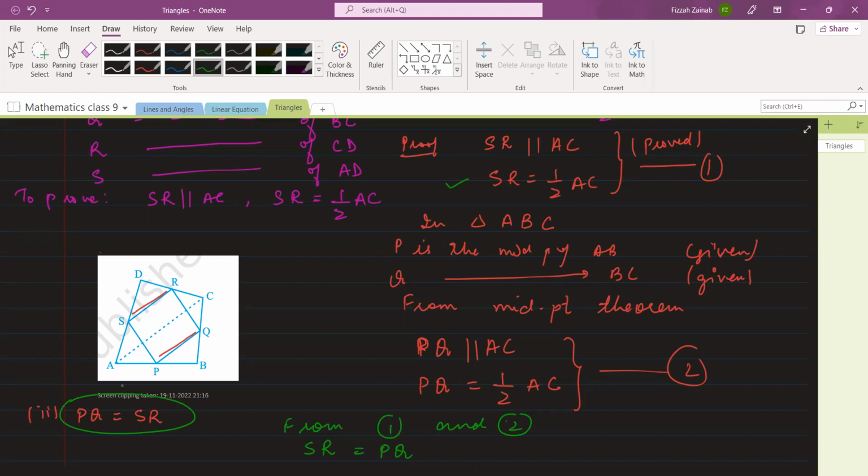Okay, now third part, we have to show that PQRS is a parallelogram. So that means one more thing we can show here from result 1 and 2. That will help us in part 3. Now you can see SR is parallel to AC and PQ is also parallel to AC. So can we say that SR is also parallel to PQ? Yes, Jesslyn. Why can I say this?